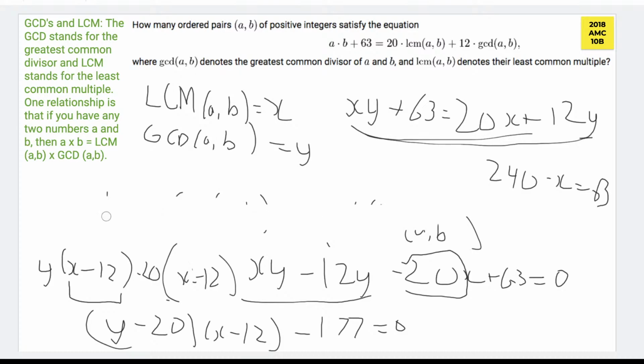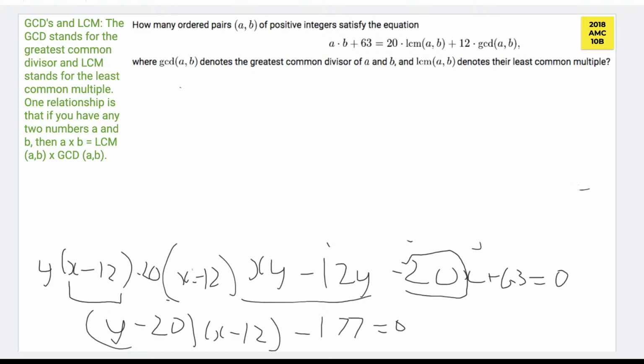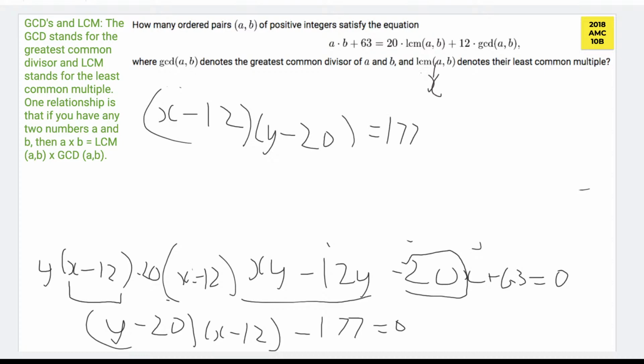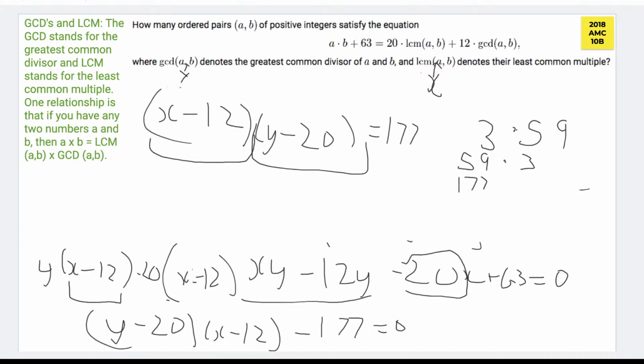I'll erase all this so we can have some space to work. So now we have X minus 12 times Y minus 20 equals 177. And remember that X is the LCM and Y is the GCD. Now we want to find the prime factorization of 177. We notice that it's divisible by 3, so 3 times 59. That's the prime factorization. So we can take these two terms as individual factors. It's either going to be 3 times 59, or 59 times 3, or 177 times 1, or 1 times 177.